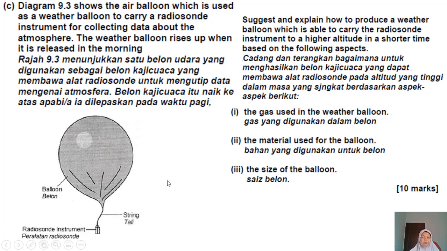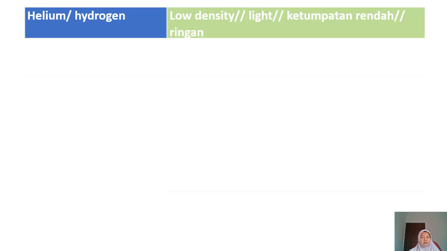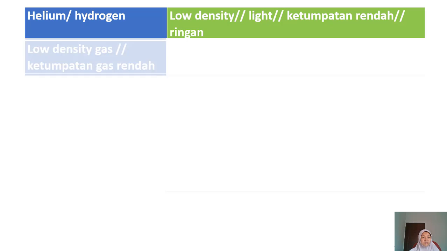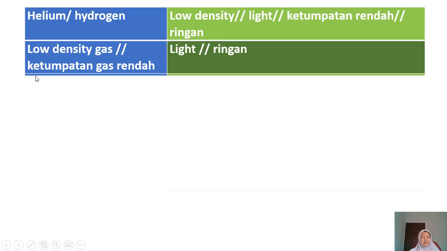Okay, so let's look at the possible answer. So the gas. Okay, should be used helium or hydrogen because low density, light, ketepatan rendah atau ringan. Okay, yang kedua kita cakap pasal sifat balloon tu, gas tu, low density or ketepatan gas rendah, light lah. Kalau low density, partner is light lah or ringan, right?